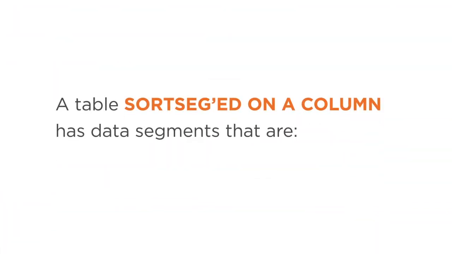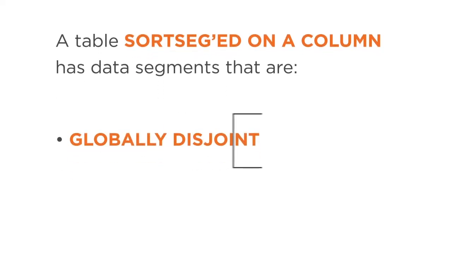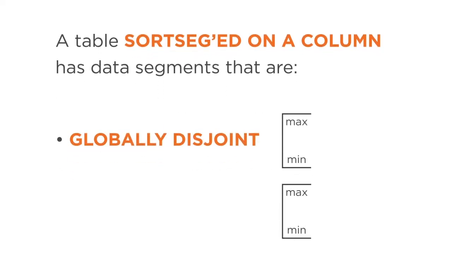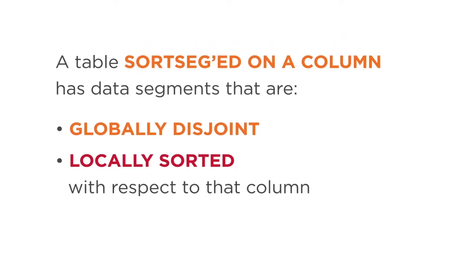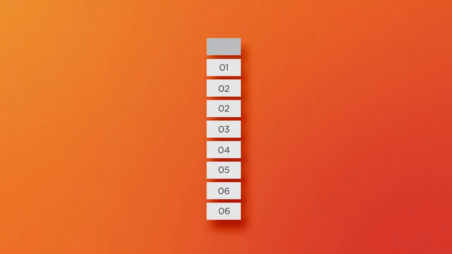A table sortsegged on a column has data segments that are globally disjoint, meaning the minimum and maximum values of each segment don't overlap. Data segments are also locally sorted with respect to that column. Segmenting a table means all records with identical values are stored together in the same segment. For example, a retail transaction table may be segmented by transaction ID.